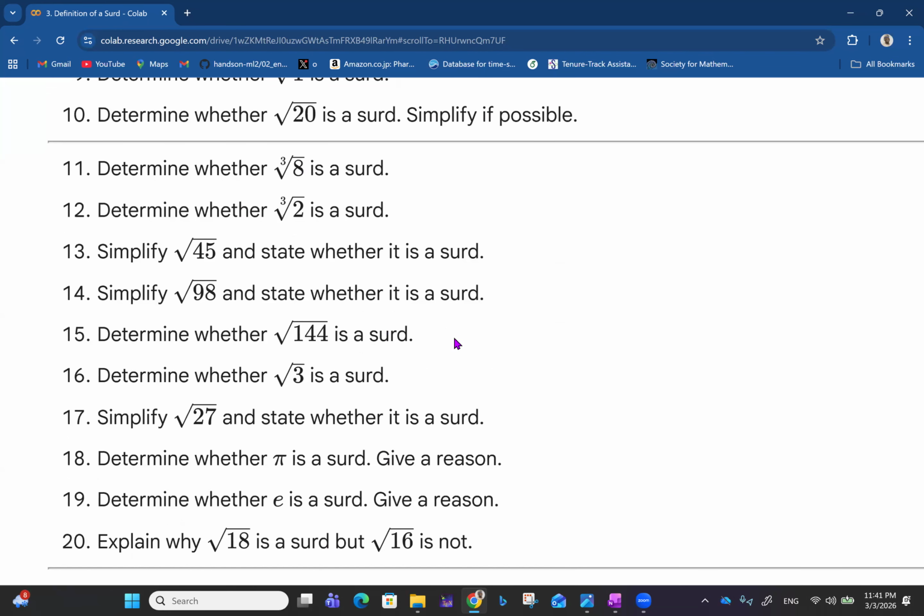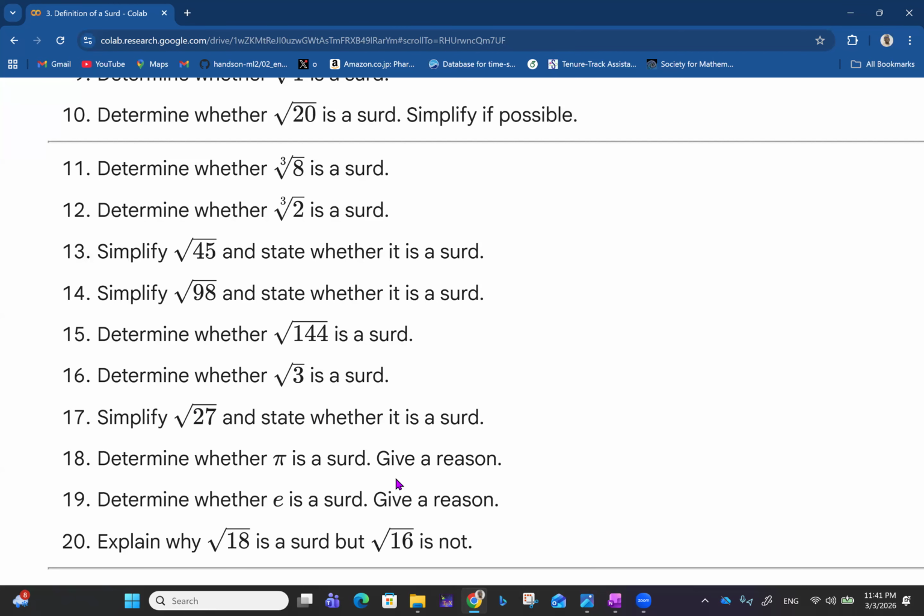The square root of 144 is 12. That's not a surd. The square root of 3 is a surd because you can't simplify it. It's roughly 1.732, and it's a non-recurring, non-repeating decimal. Then simplify root 27 and state whether it's a surd. Of course, that's root 9 times 3. That's 3 root 3, which is a surd.